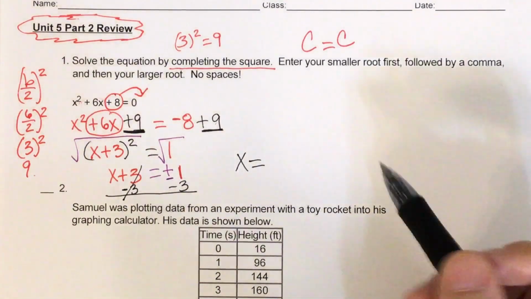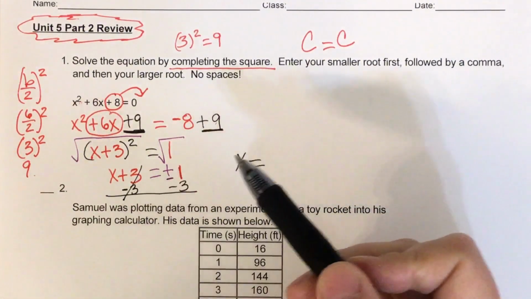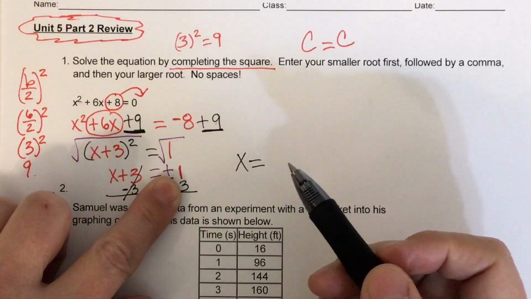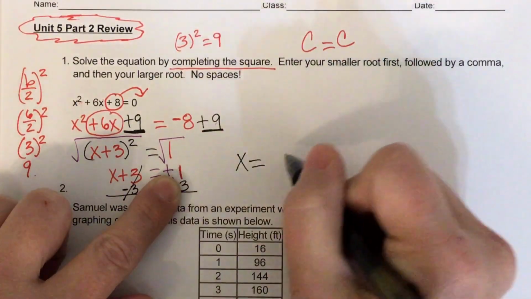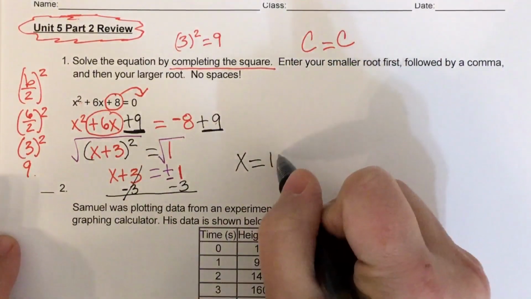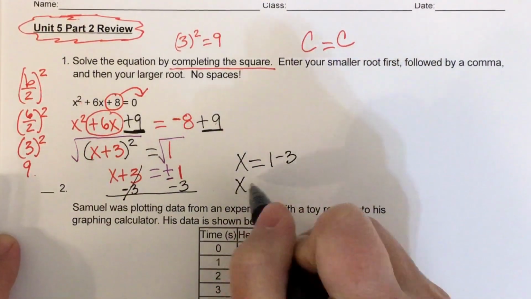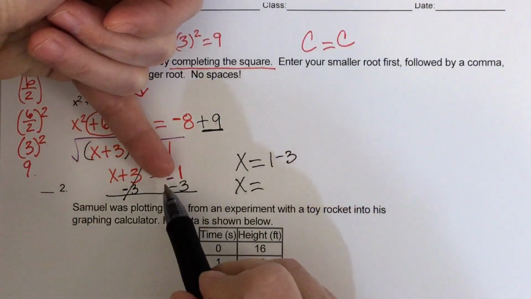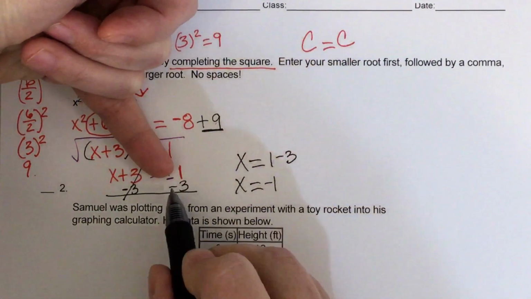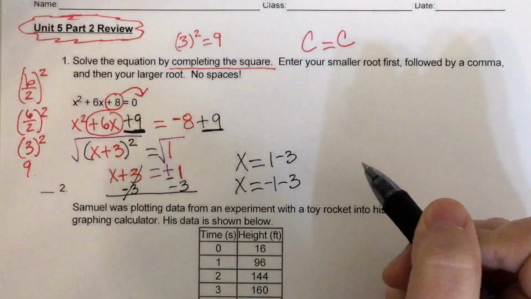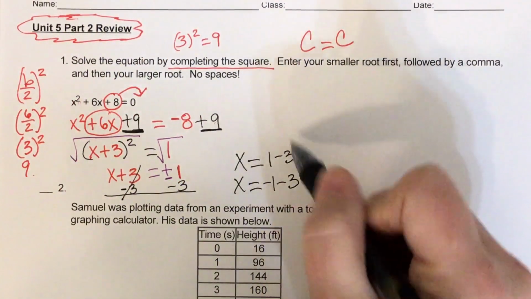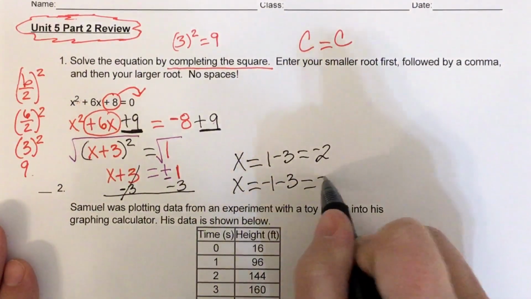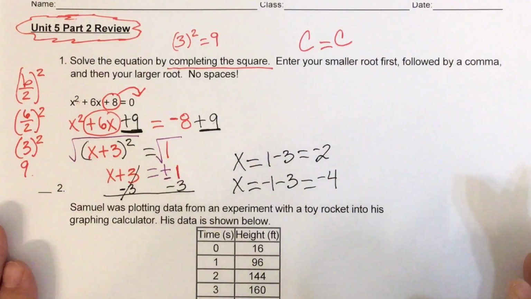And because I don't have any square roots or any i's, I'm going to work this. First, I'm going to work it with a positive 1. So this is telling me to take a positive 1 and subtract 3. Then I'm going to work it with a negative 1. So it's telling me to take a negative 1 and subtract 3. So 1 minus 3 makes negative 2. And negative 1 minus 3 makes negative 4. And those are my answers.